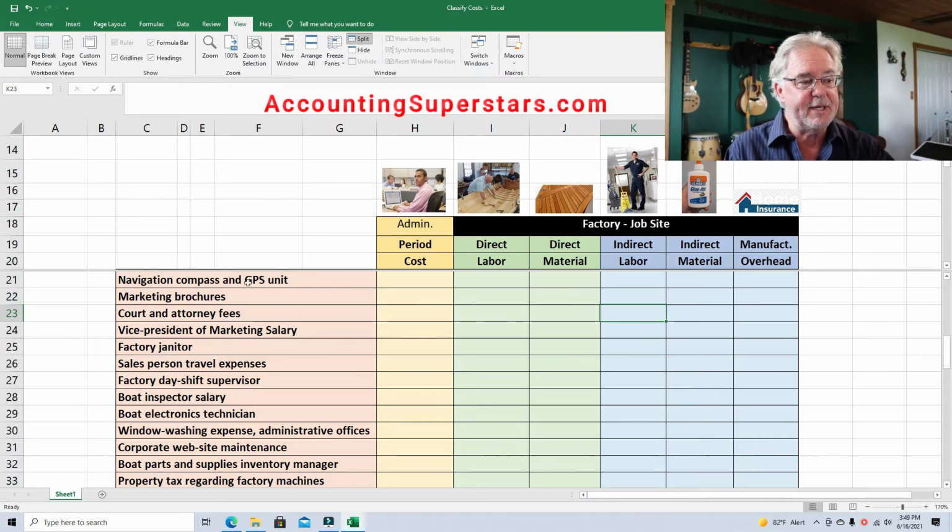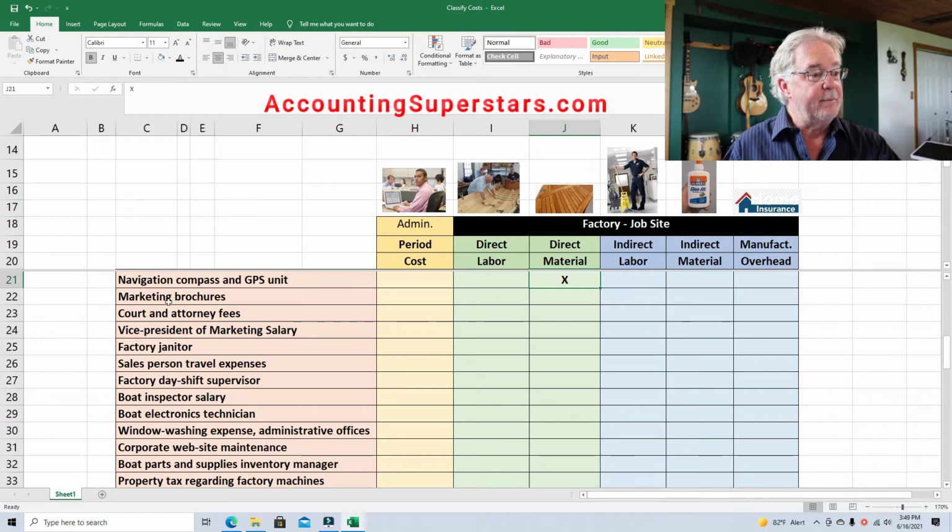Navigation compass and GPS units that are installed on the boats. These are pretty pricey items, so that would be considered a direct material. Marketing brochures. Now this has to do with the office, the marketing manager. That's called a period cost. Court and attorney fees. That also has to do with the office, probably the head office. Vice president of marketing, his or her salary in the office. Everything that has to do with the office is a period cost.